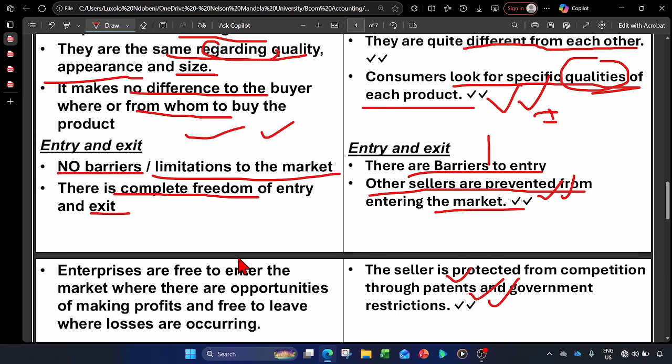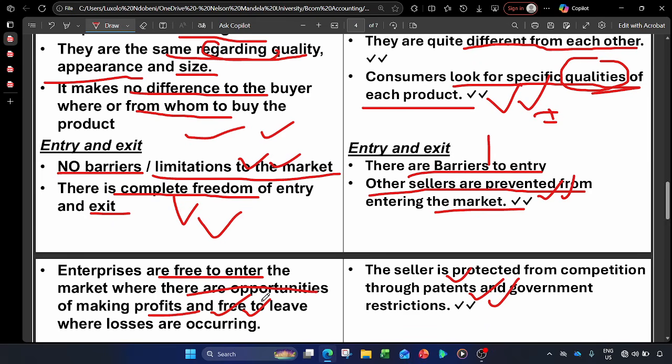But now when it comes to the perfect market, since there's complete freedom of entry and there are no limitations or barriers in the market, that means that enterprises are free to enter the market where there are opportunities of making profits, and they're free to leave where losses are occurring.